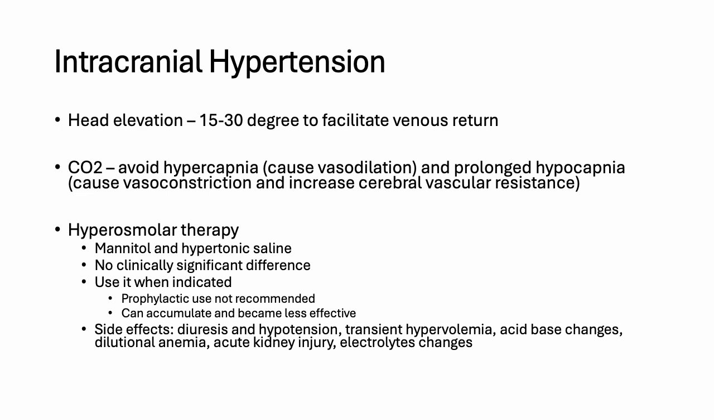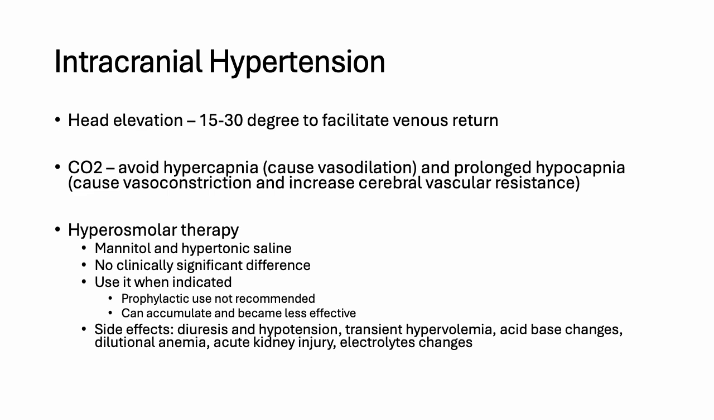Other than that, hyperosmolar therapy is the only thing that can help us reduce the volume of the brain tissue or the mass, whichever kind of mass that is. We have two options: mannitol and hypertonic saline. There's no clinically significant difference. You can look at 10 studies that will probably give you 50-50 on which one is better. And you want to use it when indicated.